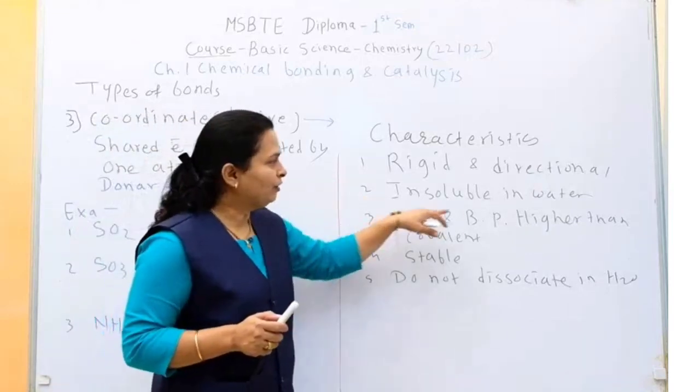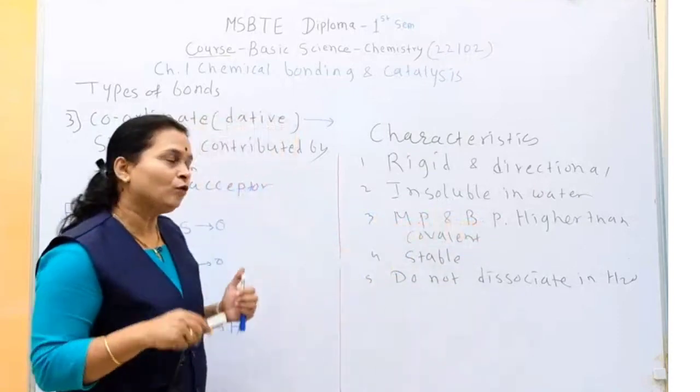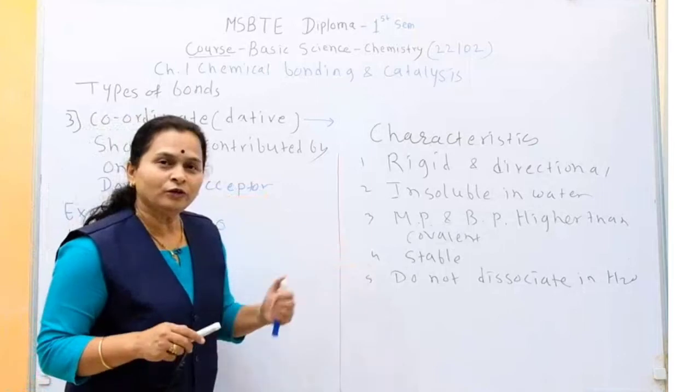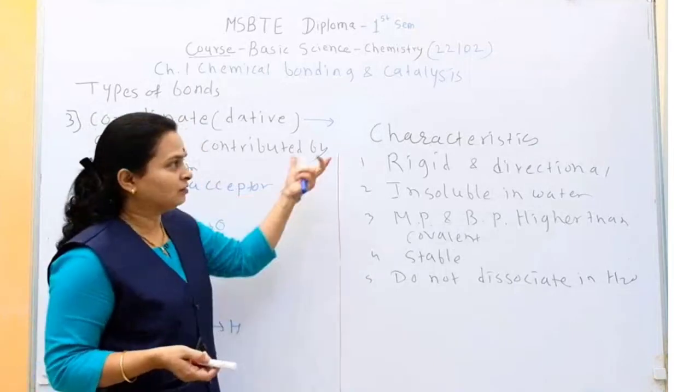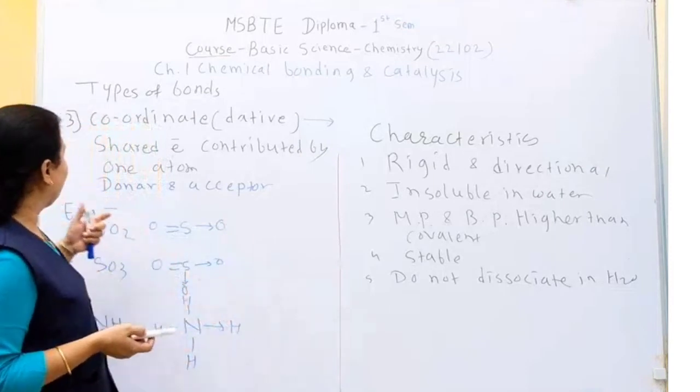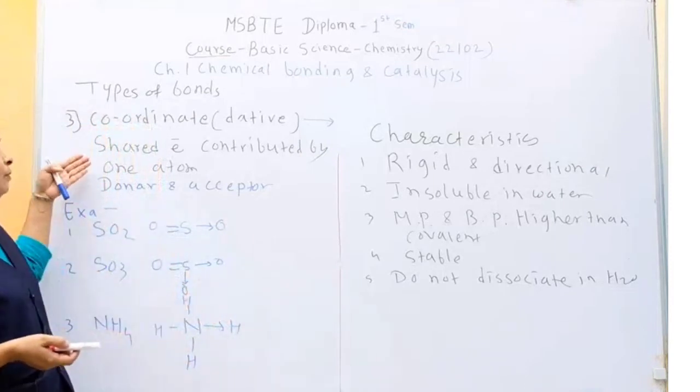Their melting point and boiling point are higher than covalent compounds, and these are stable compounds. They do not dissociate in water. These are some characteristics or properties of the dative bond. Now let us see examples.